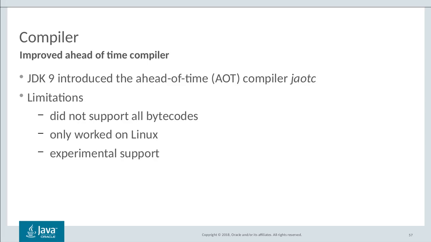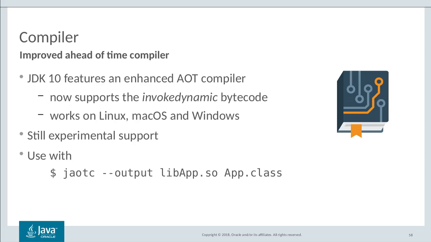However, there were some limitations to the JAOTC compiler found in JDK 9. It did not support all bytecodes, it only worked on Linux, and there was only experimental support. JDK 10 now features an enhanced AOT compiler. So the AOT compiler JAOTC in JDK 10 now supports the invokedynamic bytecode, and it works equally well on Linux, macOS, and Windows. But recall, there is still only experimental support for the JAOTC compiler. If you want to use it, run jaotc --output, set a name for the shared archive file, libapp.so in this case, and then provide your class files as input.